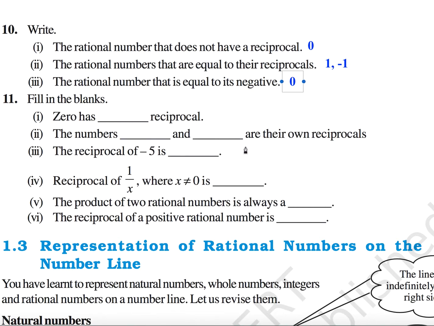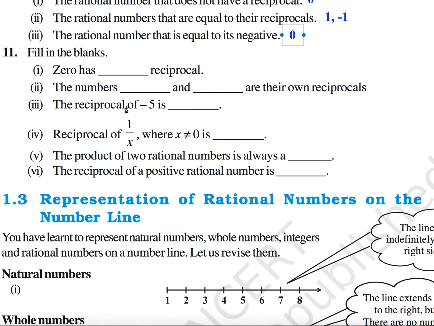The numbers dash and dash are their own reciprocals: 1 and minus 1. The reciprocal of minus 5 is 1 by minus 5, that is minus 1 by 5. The reciprocal of 1 by x, where x is not equal to 0, is x. The product of two rational numbers is always a rational number. The reciprocal of a positive rational number is a positive rational number. The reciprocal of a negative rational number is a negative rational number. Okay.